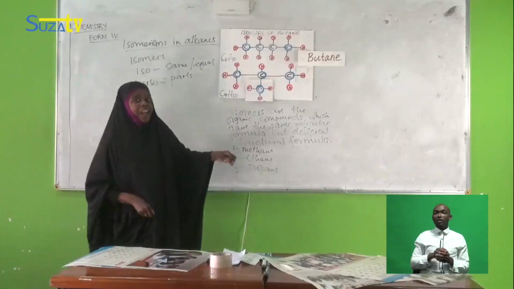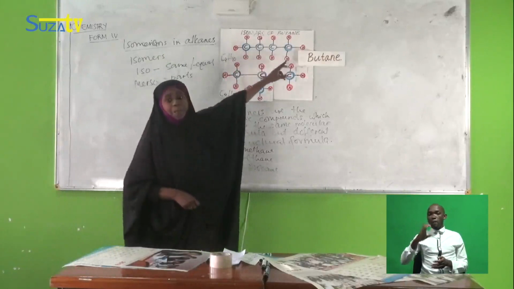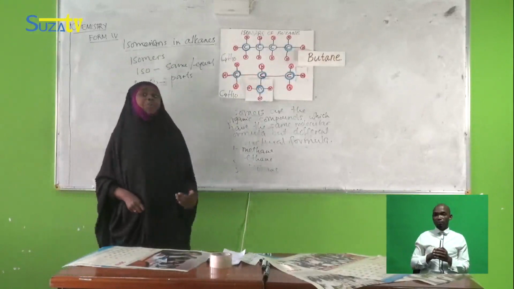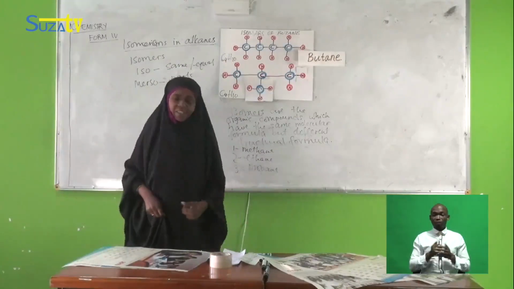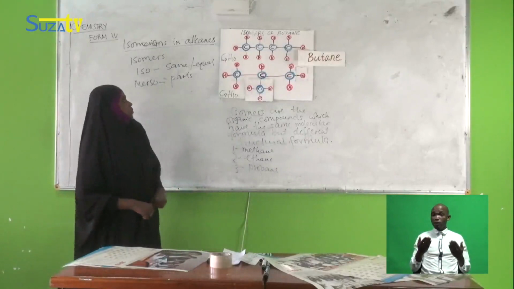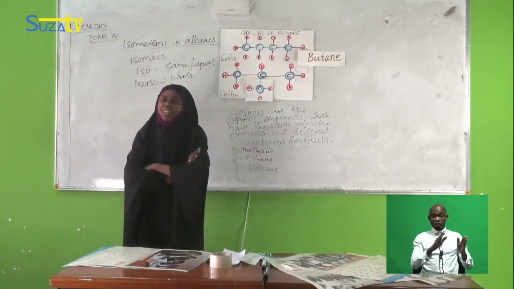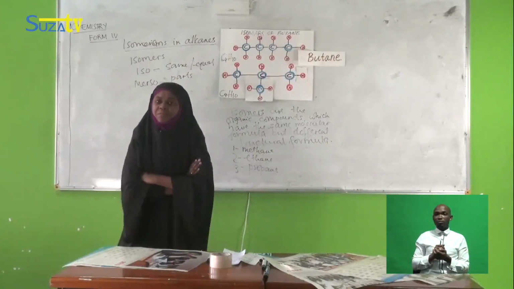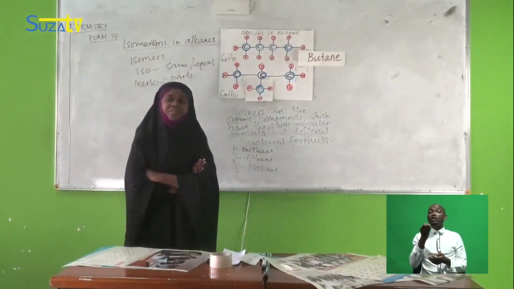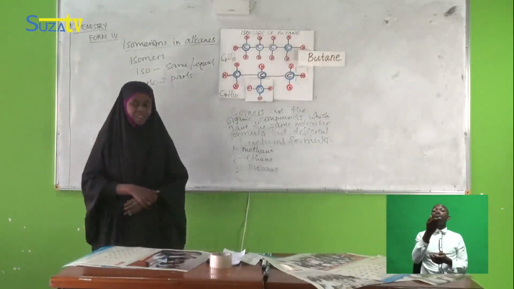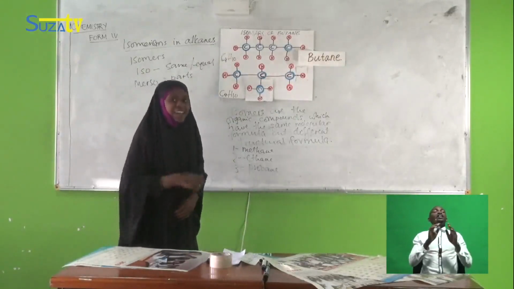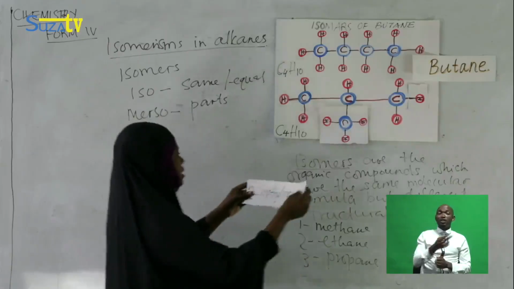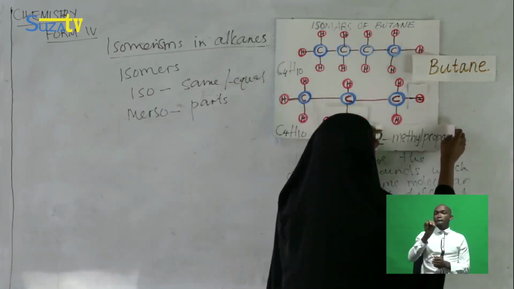The IUPAC name for this compound is butane, while its common name we call normal butane or n-butane. Thank you. Now, the second structure. What is the name for this? Yes, hyphen? Thank you very much. Clap for her. Good. This is 2-methylpropane.